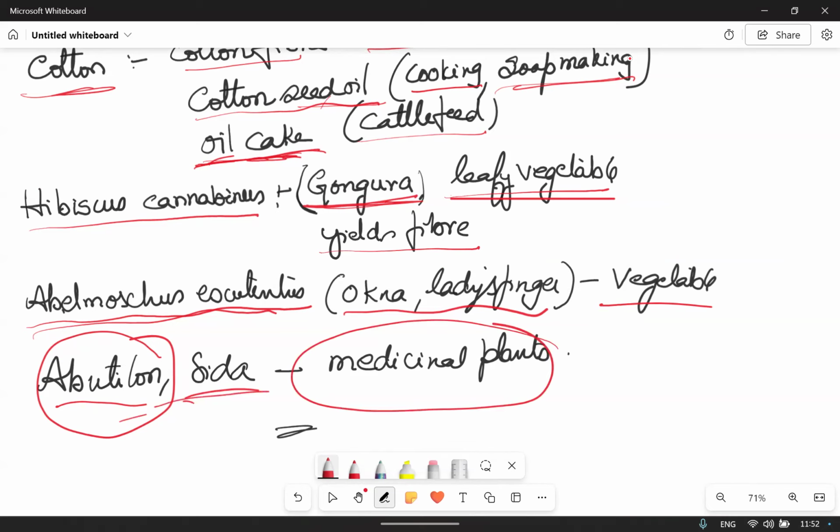This is about the Malvaceae family. And next, we'll go through Cruciferae or Brassicaceae. Both are the same, Cruciferae or Brassicaceae. For neatness, we'll go through Cruciferae or Brassicaceae in the next video.